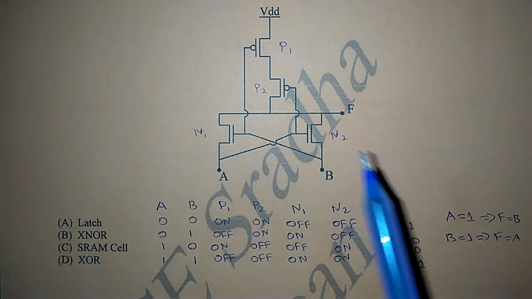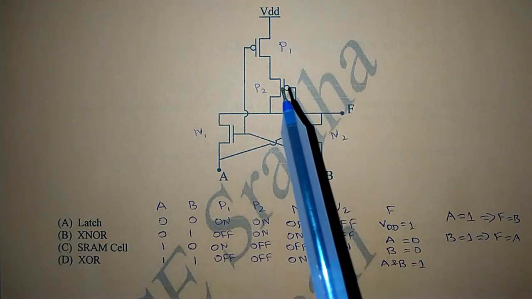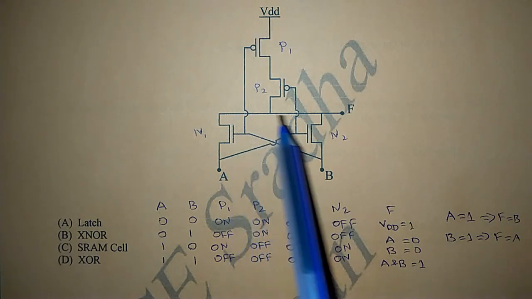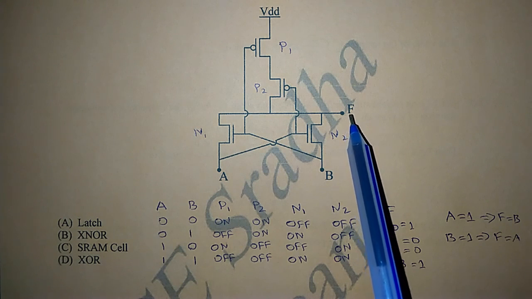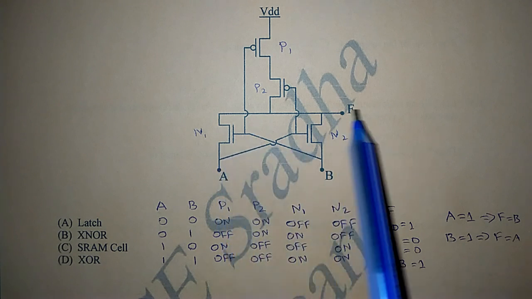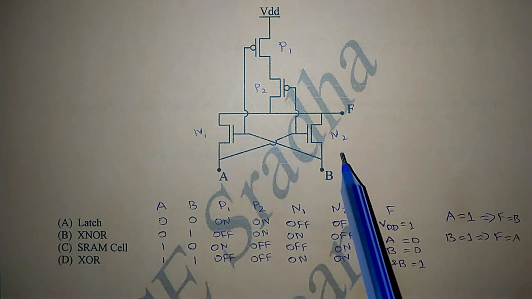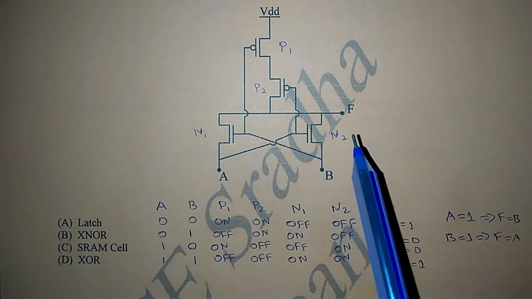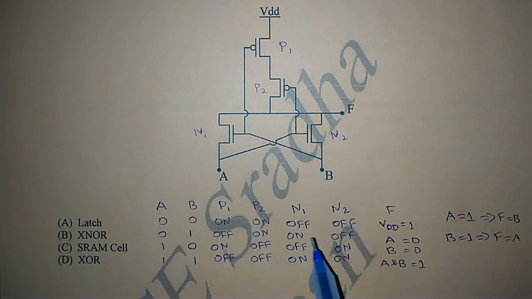If we observe carefully, when P1 and P2 both are on, then only this supply VDD will be connected to the output, that is logic 1. Similarly, when N1 is on, then input A is connected to F, and when N2 is on, B is connected to the output. So here in the first condition only, P1 and P2 are on, and in the remaining cases we can't consider P1 and P2. So in the first case, output is VDD, which is logic 1. In the second case onwards, we can neglect P1 and P2.